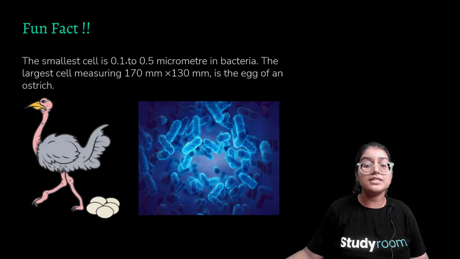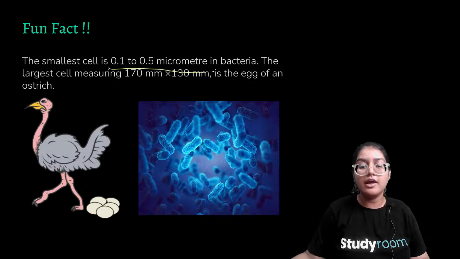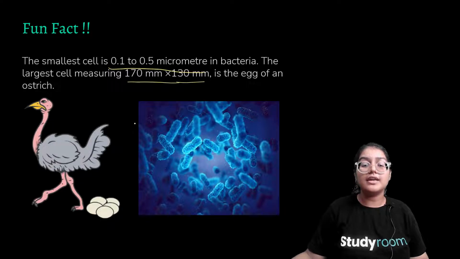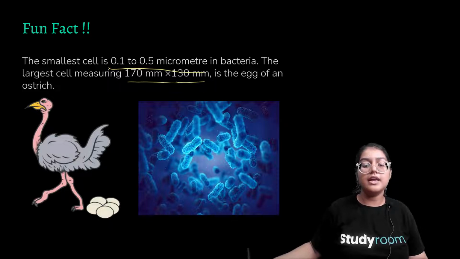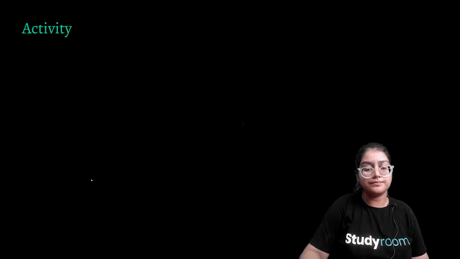Fun fact: the smallest cell is 0.1 to 0.5 micrometer in bacteria, whereas the largest is the egg of an ostrich. So you can see this is the bacterial cell here, and it is a microscopic image, but here is the ostrich egg, which can be seen through our eyes.